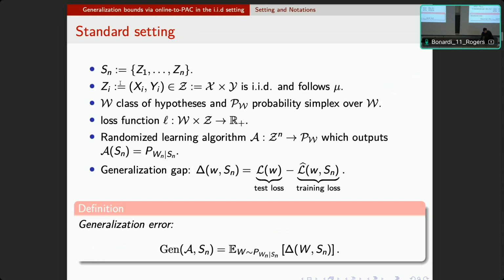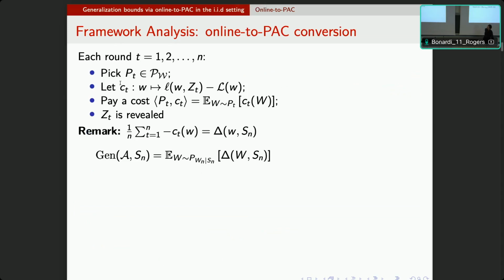And here, importantly, note that the expectation only integrates on the randomness of the output of this algorithm. Okay, so the idea of Lugosi and Neu is to bridge this quantity with another concept coming from online learning theory, which is the regret, which I guess everyone is familiar with. And the way they do so is by considering the following sequential game.